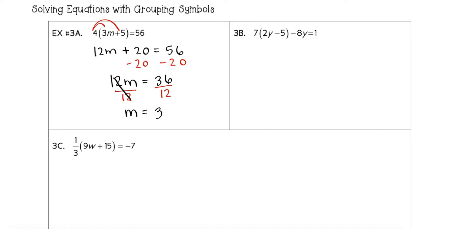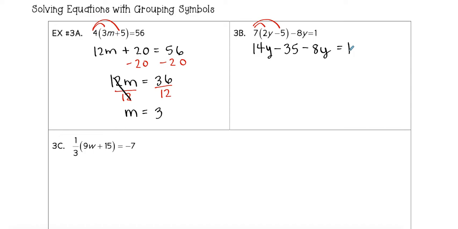All right, next one also has distribute. So let's go ahead and distribute that first. So I'm going to get 7 times 2 gives me 14y. And then I'm going to get 7 times this negative 5. That's going to give me a negative, and 7 times 5 is 35. And then you still have this minus 8y. So just keep it out there. Equals 1.